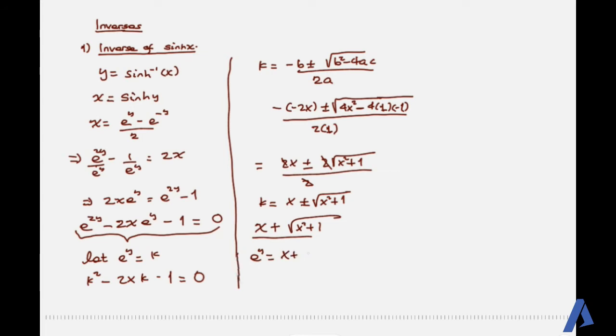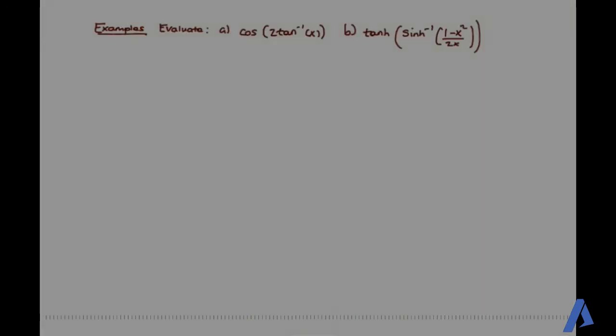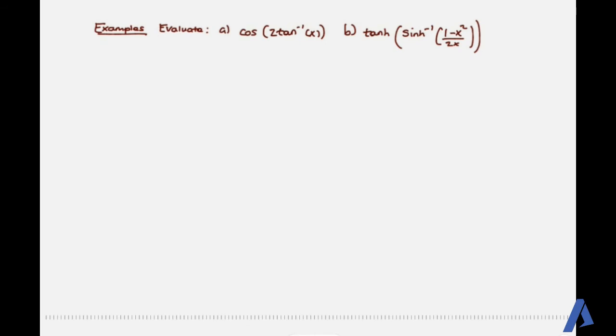x plus the square root of x square plus 1 taking the natural logarithm of both sides y ይቀረናል እዚህ ጋር ln of x plus the square root of x square plus 1 ይሆናል ማለት ነው። ስለዚህ የሳይን hx ኢንቨርስ ወይም ደግሞ y is equal to sin h inverse of x ይሄኛውን ይሰጠናል ማለት ነው። ስለዚህ በዚህ መሰረት የተወሰኑ ኤግዛምፕሎች እናያለን። የመጀመሪያው find the cosine of the angle described by 2 tan inverse of x.